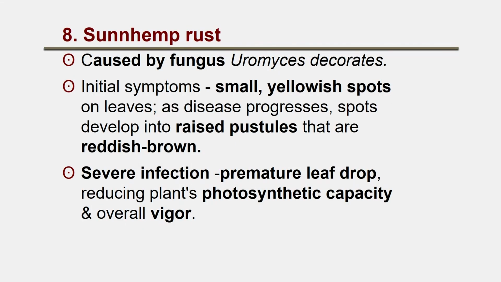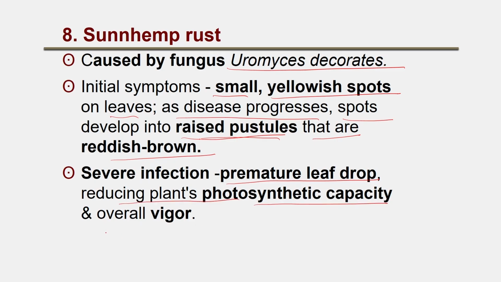Now sunnhemp rust, caused by fungus Uromyces decoratus, and initial symptoms of rust are small yellowish spots on leaves. As disease progresses, spores develop into raised pustules that are reddish brown in color. In severe infection, there will be premature leaf drop, reducing plants' photosynthetic capacity and overall vigor. Because of these pustules, larger area of the leaf may be covered and very less space is left for green space for photosynthesis.